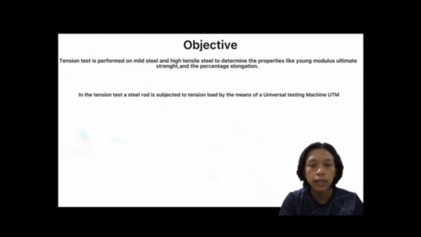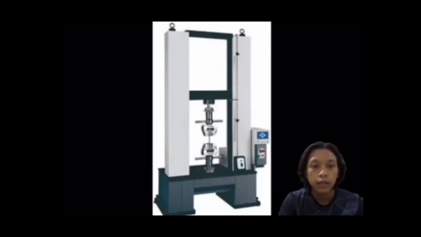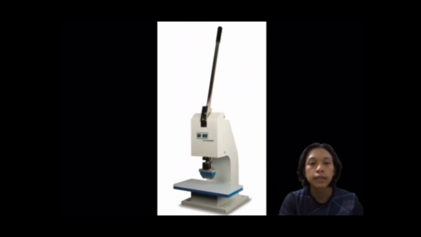Then, the tension test is performed on mild steel and high tensile steel to determine properties like Young's modulus, ultimate strength, and the percentage elongation. In the tension test, a steel rod is subjected to tension load by means of a universal testing machine, UTM. Next, we go to the equipment of the tensile test. Firstly is the universal tensile machine, and second, a cutter.